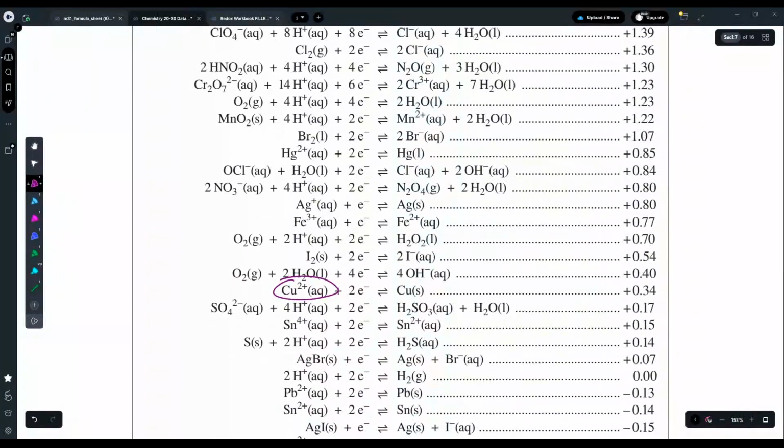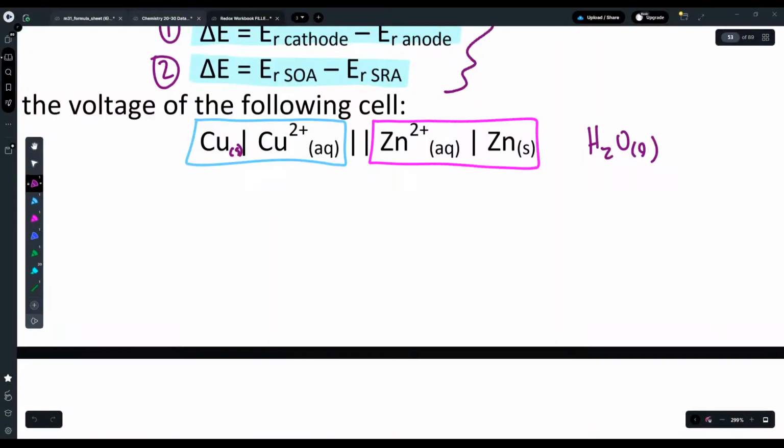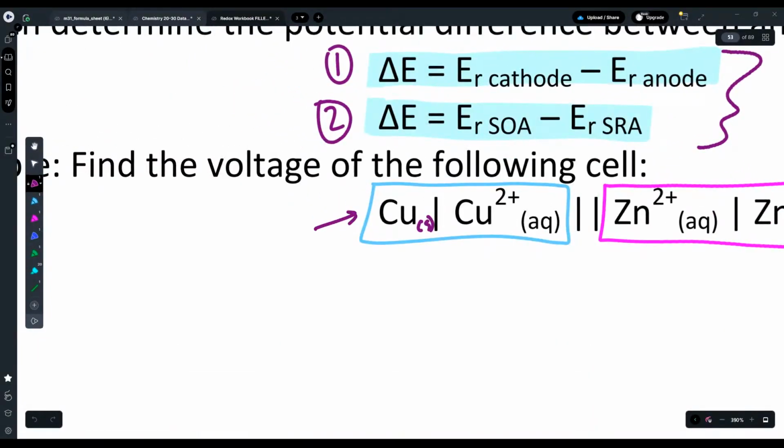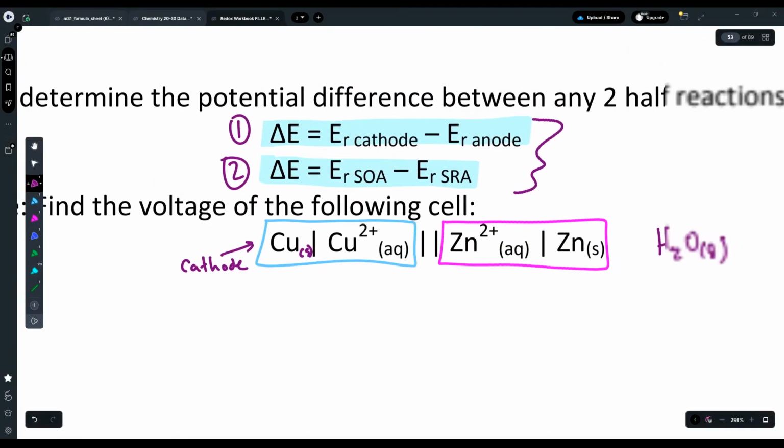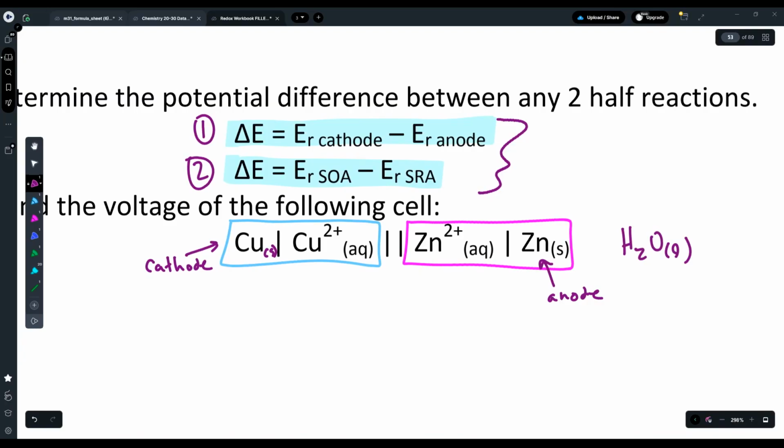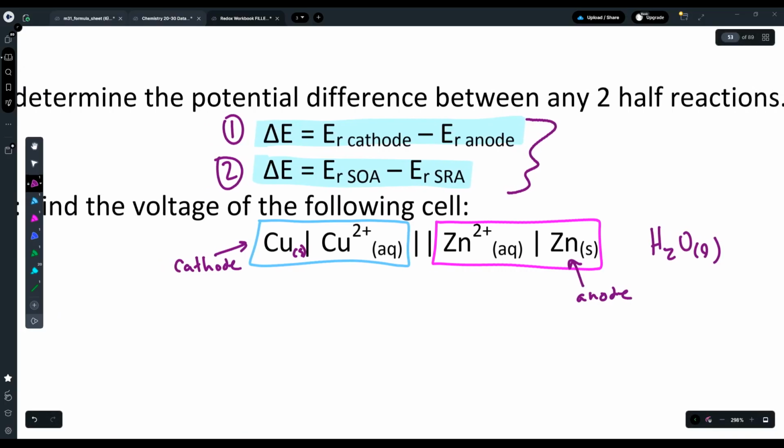Okay, so let's just go back to our question. That tells us this is our cathode, which means this has to be my anode. Just as a reminder, your electrodes, both the cathode and anode, they have to be solid. They can't be aqueous, they can't be liquid, they can only be solid. So that's how I know zinc solid is my anode and nothing else.